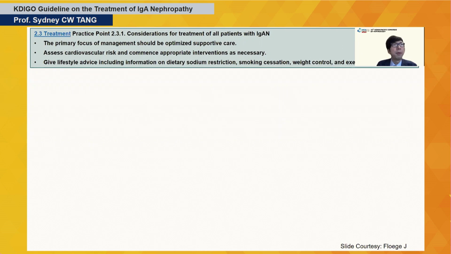Let's come to the third point, which is treatment. The first point is a practice point, a consideration for treatment of IgA nephropathy. So the primary focus would be on optimizing supportive care, assessing cardiovascular risk, and commencing appropriate interventions as necessary, along with lifestyle modification, including dietary sodium restriction, smoking cessation, weight control, etc.